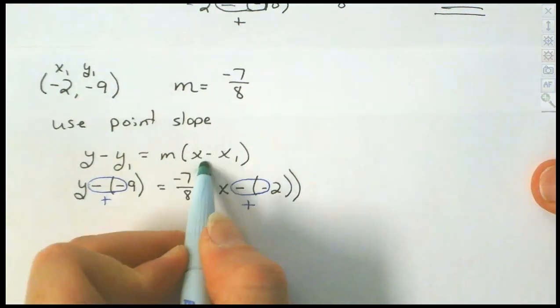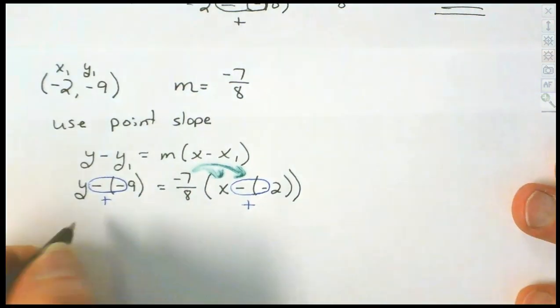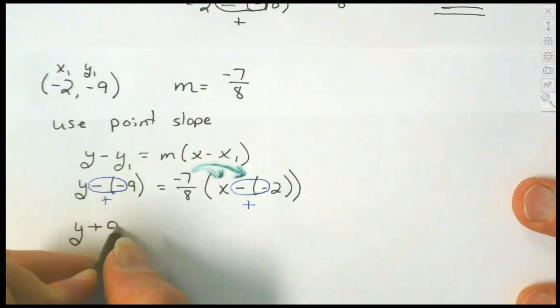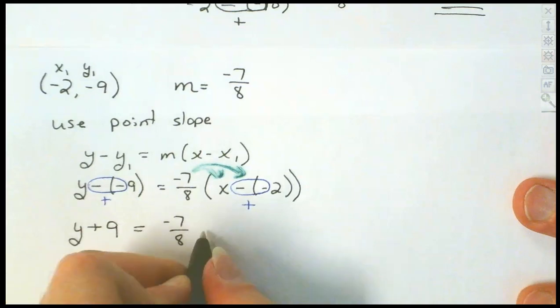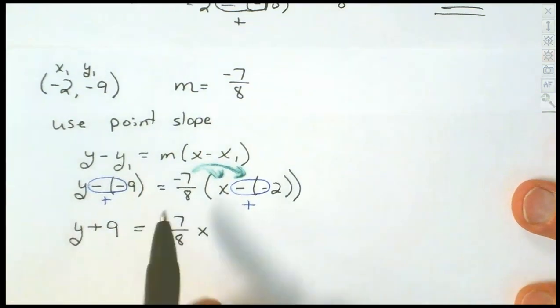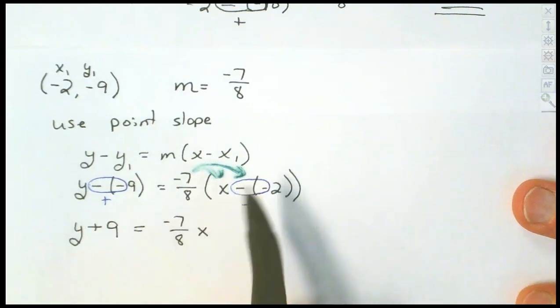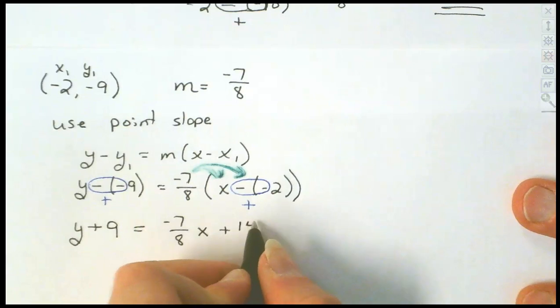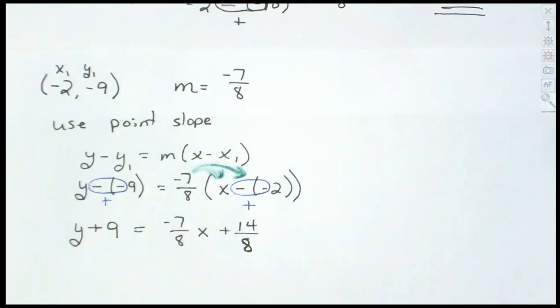Distribute through your parentheses. So now when we rewrite, y plus 9 equals minus 7/8 x. Now, minus 7 times 2 makes it a positive 14 over 8. We could reduce it down, but we don't need to because we're going to go ahead and clear our fractions, because we cannot have fractions in standard form.